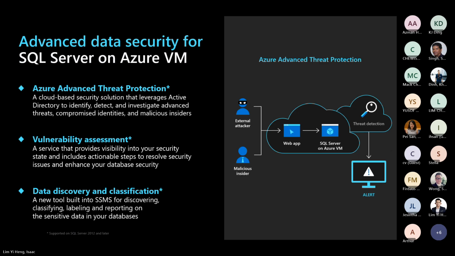Moving on next, we are also looking into the advanced data security for this SQL Server that runs on the Azure VM. Azure Advanced Threat Protection detects anomalous activities indicating unusual and potentially harmful attempts to access our databases. It will continuously monitor the DB for suspicious activities and provide immediate security alerts on any potential vulnerabilities.